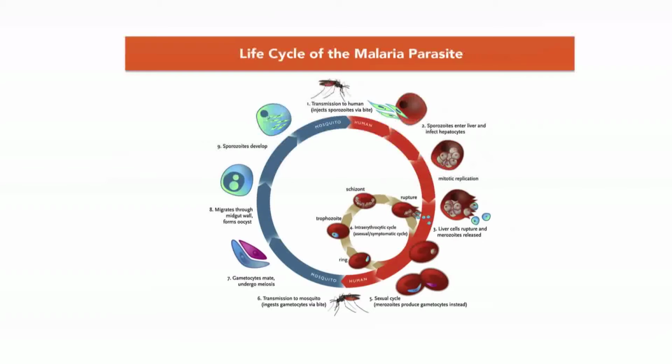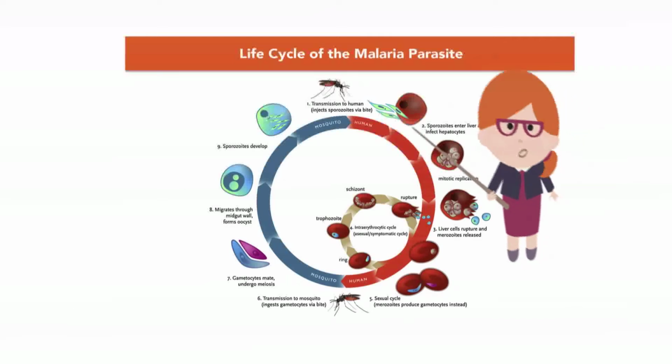We will use the following graphic in our explanation of the life cycle of the Plasmodium parasite. Take note, on the graphic we have a red colored side and a blue colored side. The red side shows what happens to the parasite inside the human, while the blue side shows what happens to the parasite inside the mosquito. Let us start at number 1.